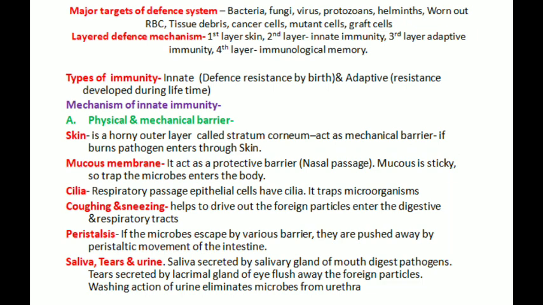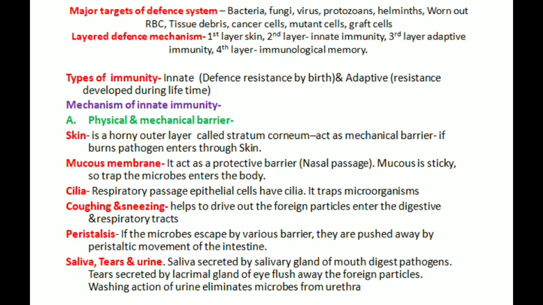And there are two types of immunity in our body. They are innate immunity and adaptive immunity. Innate immunity is defense resistance by birth, and adaptive immunity is resistance developed during the lifetime of an organism. For innate immunity, there are several factors involved. For example, physical and mechanical barriers, biochemical factors, cellular factors and genetic factors are used to carry out innate immunity.